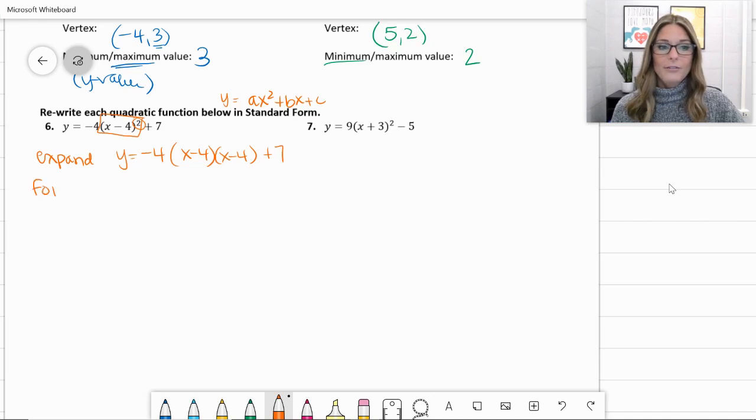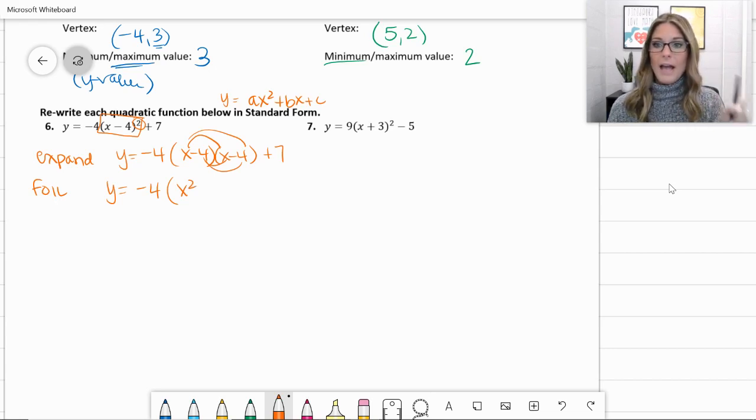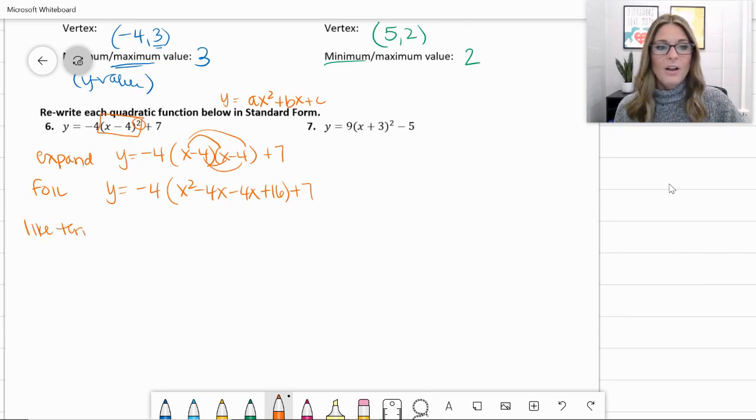Now I'm going to FOIL. If you remember, we learned to multiply binomials by FOILing. First, outer, inner, last. So I'm going to multiply those two binomials in there. So I'll have y equals, we still have -4, x squared, first terms there, x times x. Outer, x times the -4 is going to give me -4x. Inner, -4x. And last, the -4 times -4 gives me +16. The next thing I'm going to do is combine the like terms that we got when we FOILed those two -4x's. Let's combine those so that we get -8x.